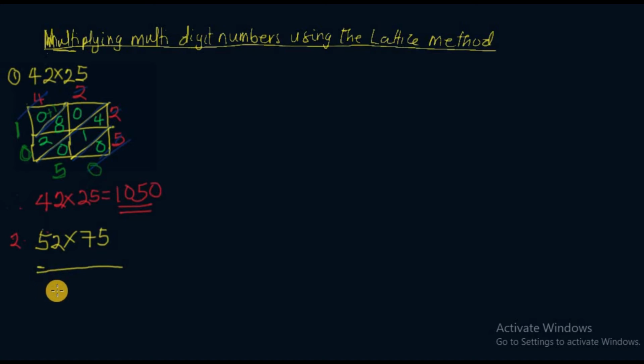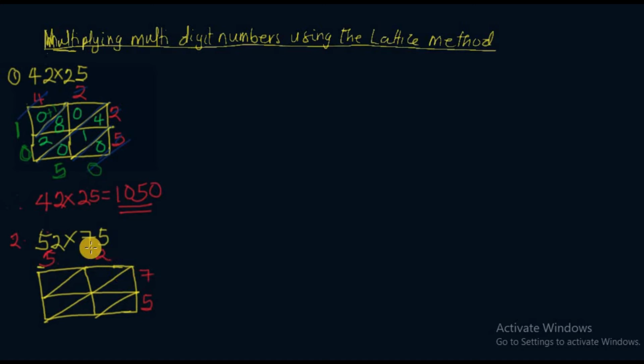We have this box. Quickly draw a box here. Beautiful box. We have another divided in this way, another goes like this, another one goes this way. This is 52 by 75.